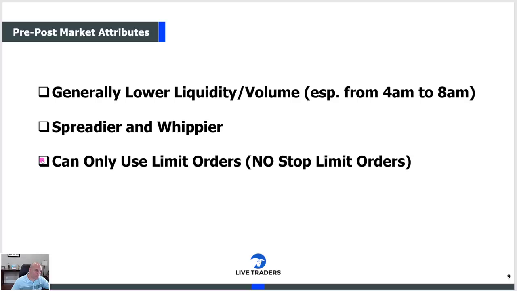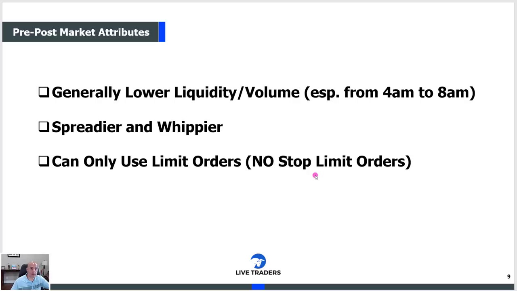This is a big one, and it's something a lot of you don't know. You can only use limit orders to get into a trade in the pre-market. You cannot use stop limit orders. You know, with most of our long trades and short trades, we use stop limit orders. All right, we give the stock a range in which we want to get into it. Say I want to get in at $70. I might start my order at 70 and I might go up to $70.10. I'm giving that stock 10 cents worth of room to enter.